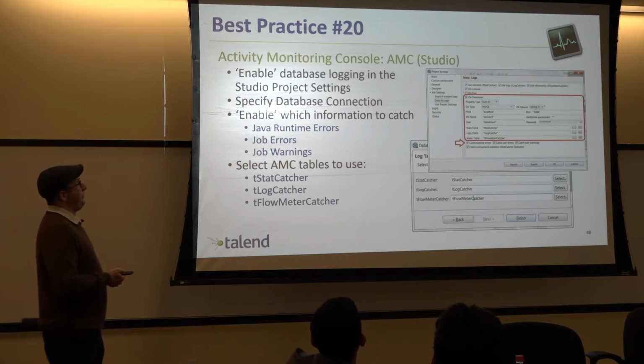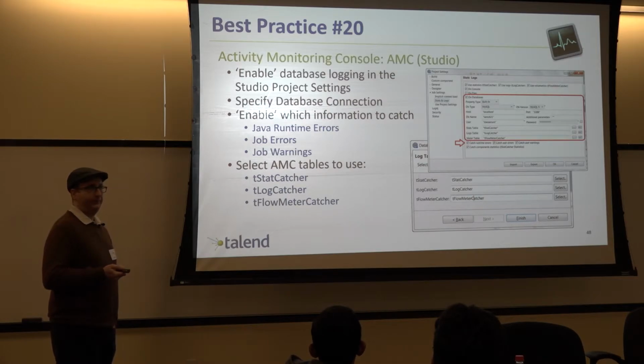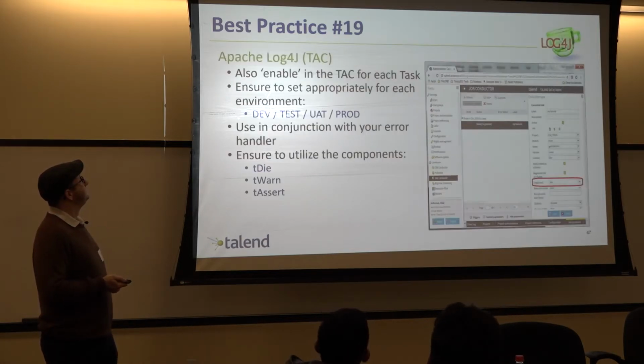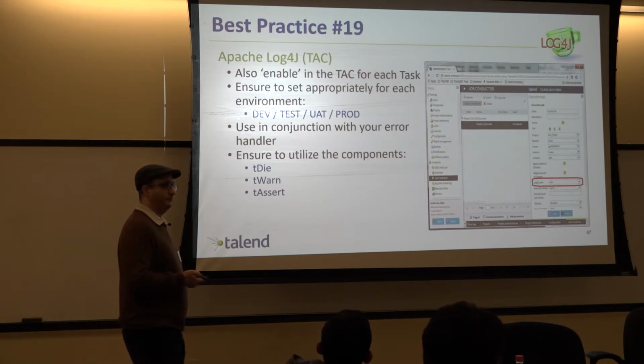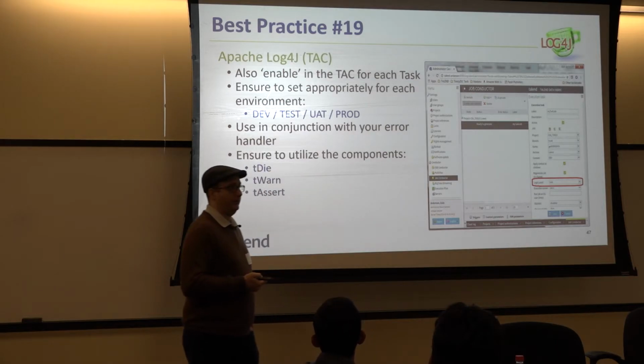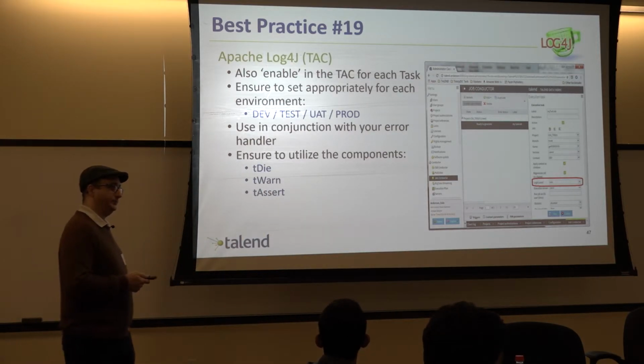All right, so the activity monitoring console. Has anyone used the activity monitoring console, AMC? Yeah, it's overlooked a lot, so it's actually really useful. You've used it? Oh, sure, go ahead. You said tDie and tWarn are obvious. What would tAssert be used for? So you can check to make sure certain values are what you expect them to be. Oh, yeah. Or fail.